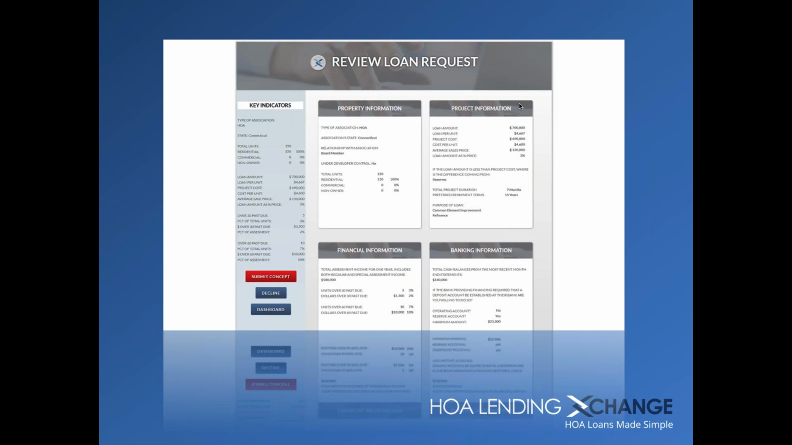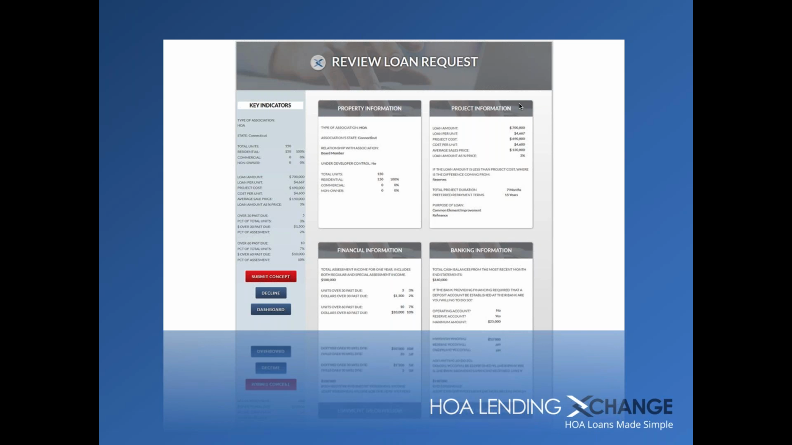Here is all of the data provided to HOA Lending Exchange by this HOA loan seeker. You can see all of the crucial pieces of information you need to make a decision whether or not to put forth a lending concept to this HOA. You set the initial criteria, so the loan will fall within your set parameters. The number of units, the loan amount, the geography, and the type of association are all indicators that this is the type of HOA you would like as a loan client.